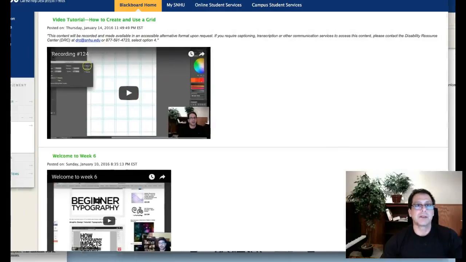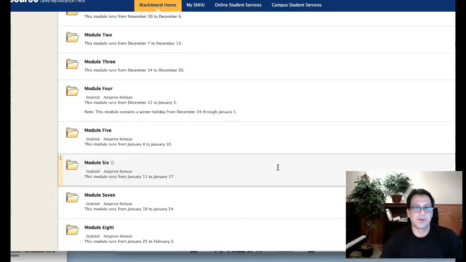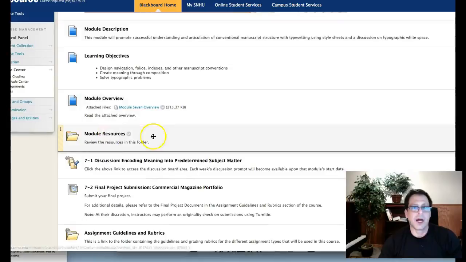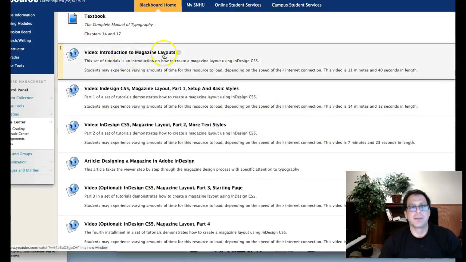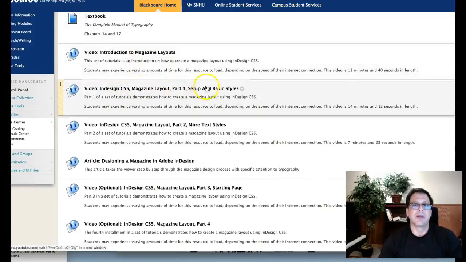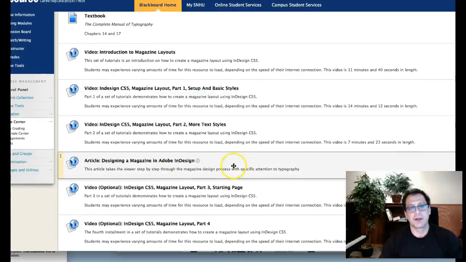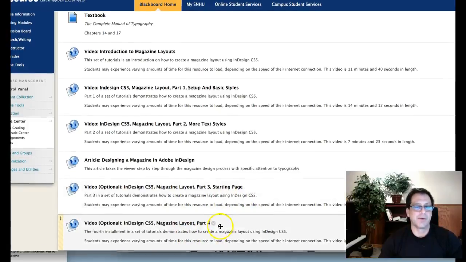Okay, back to our learning modules. Let's go over to week 7. So module resources, again, very, very important. Let's just take a look at what's here. Introduction to magazine layouts. Magazine layout part 1, setup and basics. Magazine layout part 2, more text styles. Designing a magazine article in Adobe InDesign. Magazine layout part 3, starting page. Magazine layout part 4, video.